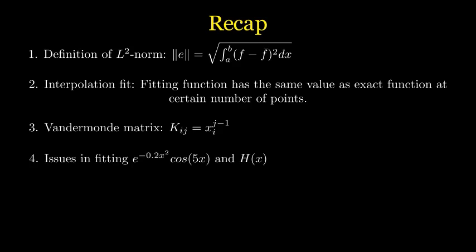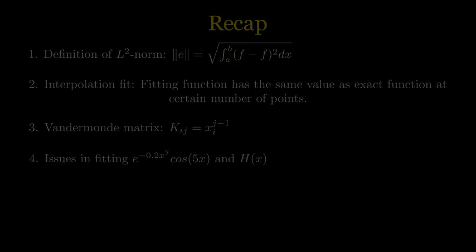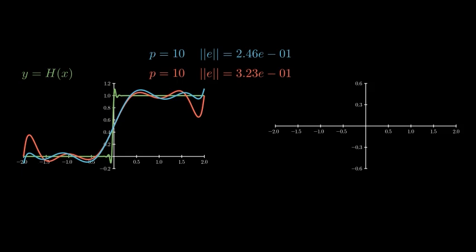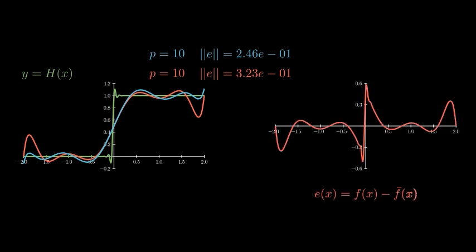So now first, let's take a look at the Heaviside function and the Gaussian function in detail. So let's look at the Heaviside function. We first plot the Heaviside function and then fit an interpolating polynomial of order 10. Now the L2 error is 3.23e-1. So it's a substantial error. But now if we do a projection based fit, the error is lowered to 2.46e-1, which is not substantial, but still it's an improvement, particularly at the boundaries.